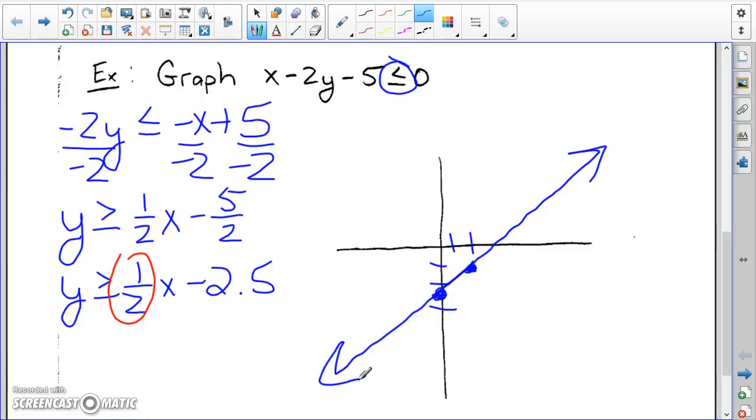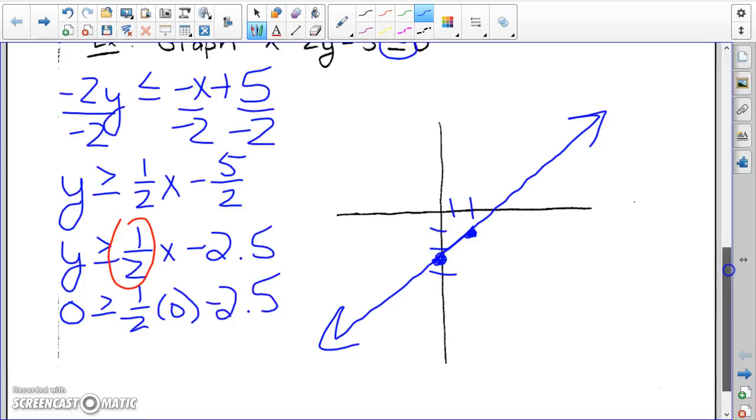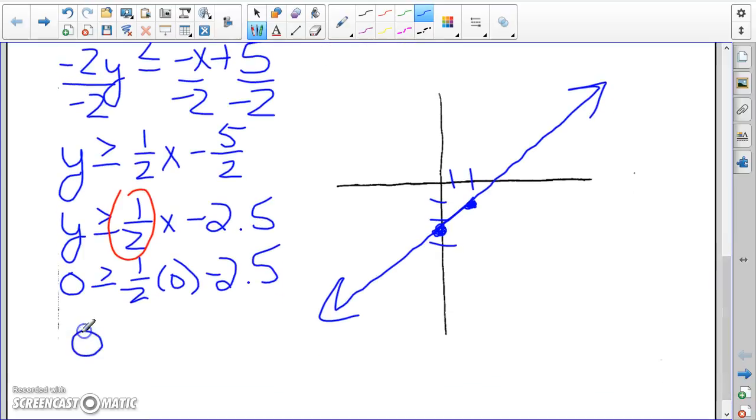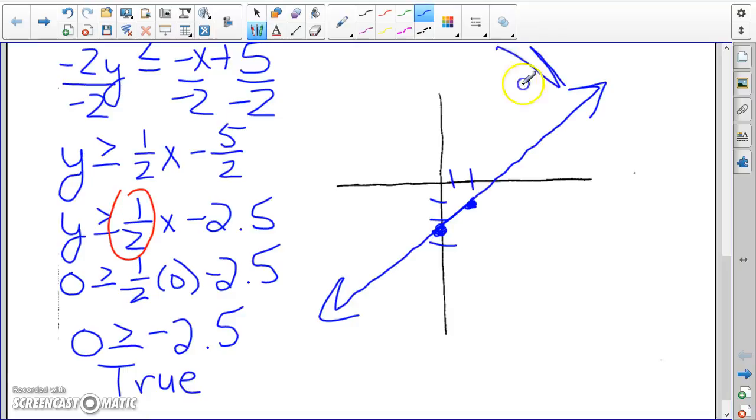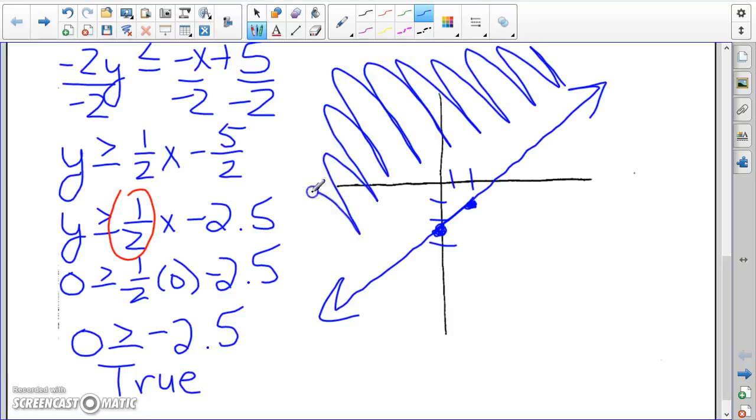Now we have to decide, are we going to shade towards the origin or shade the opposite side? The video suggested plugging in the point 0, 0 for the origin. We plug 0 in for y, we plug 0 in for x. We end up with 0 greater than or equal to negative 2.5. Is that true? The answer is yes. 0 is greater than or equal to negative 2.5. So we're going to shade the side that has the origin on it.